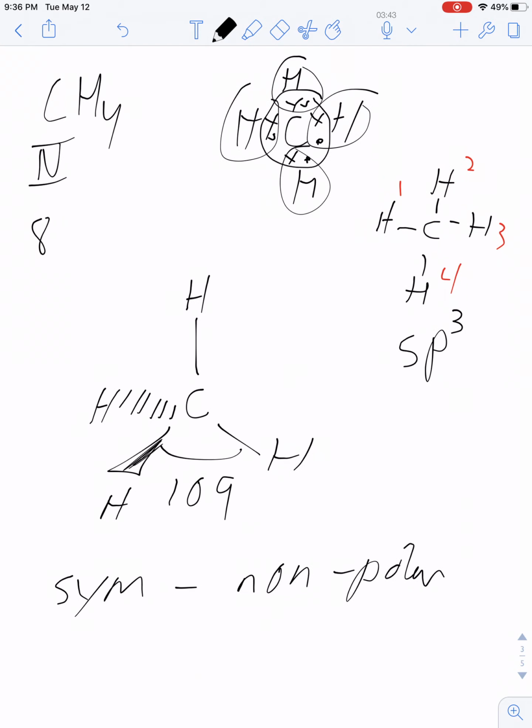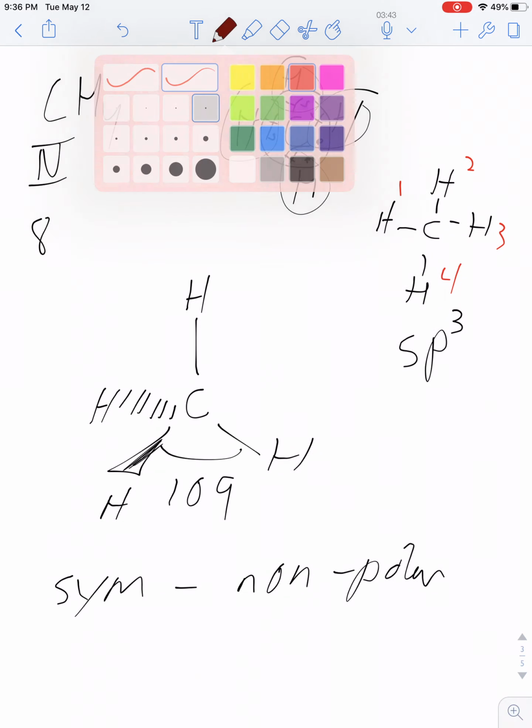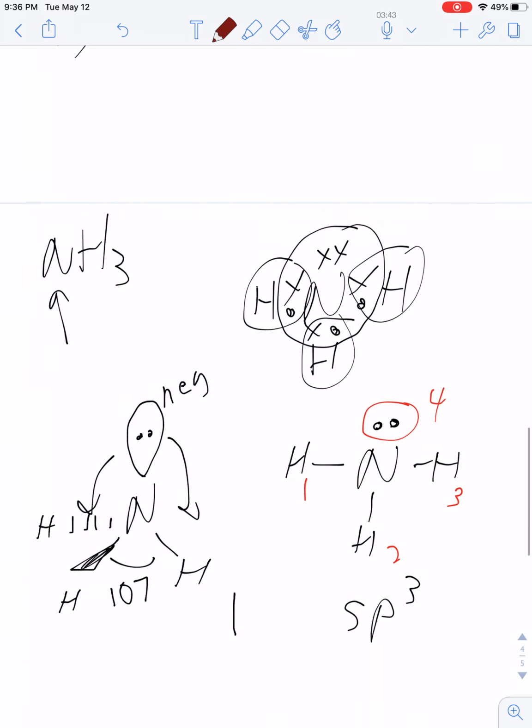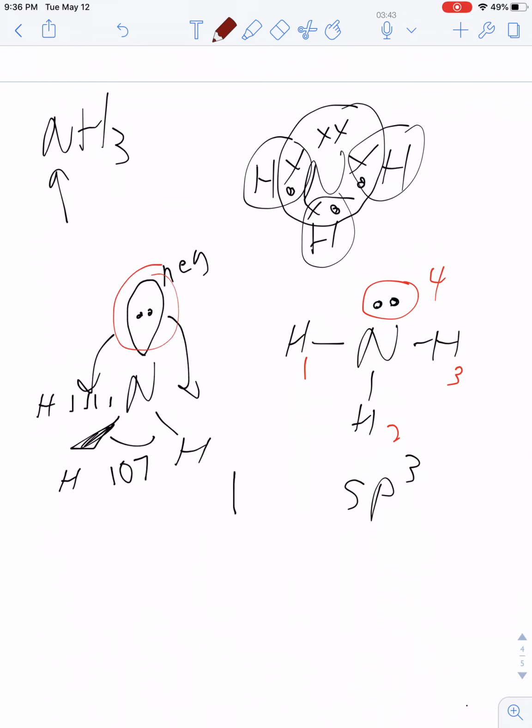If we go back up here, when we were symmetrical, the angle was 109.5. When the atom got replaced with a lone pair, it pushes the other atoms closer together, and therefore the angle gets smaller. Okay? This is asymmetrical, and therefore it is polar. Okay?